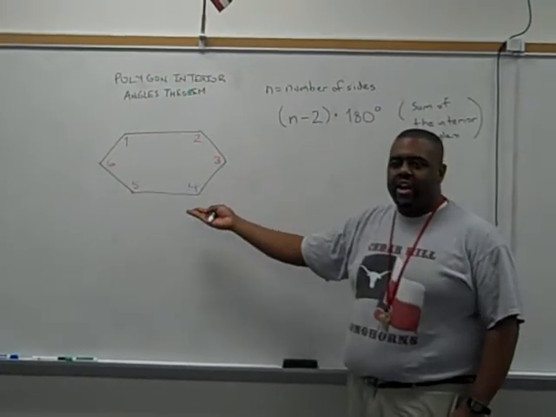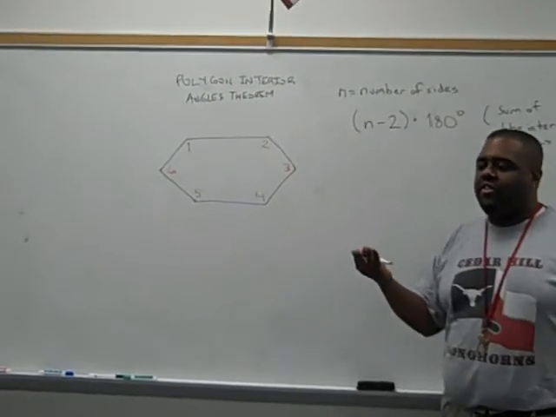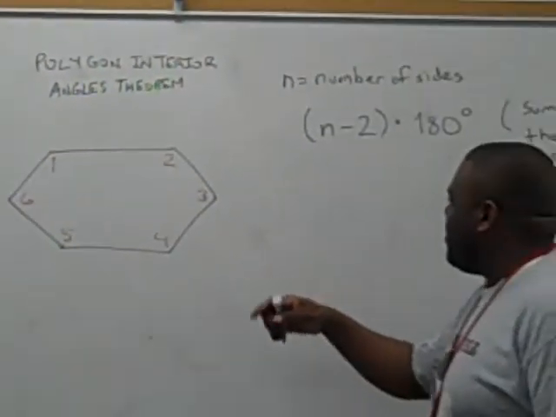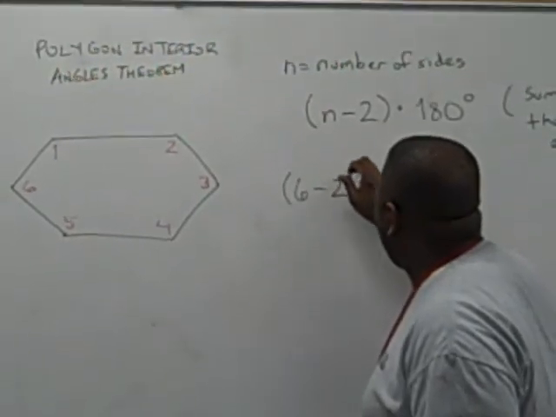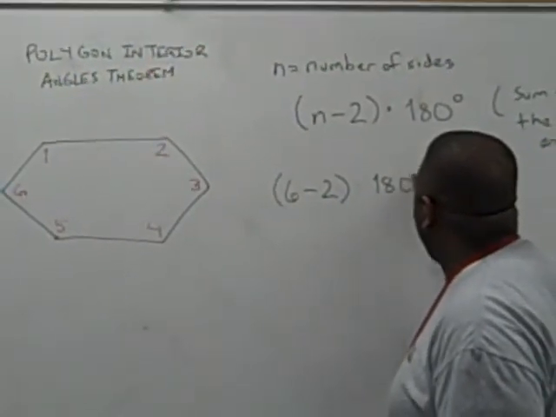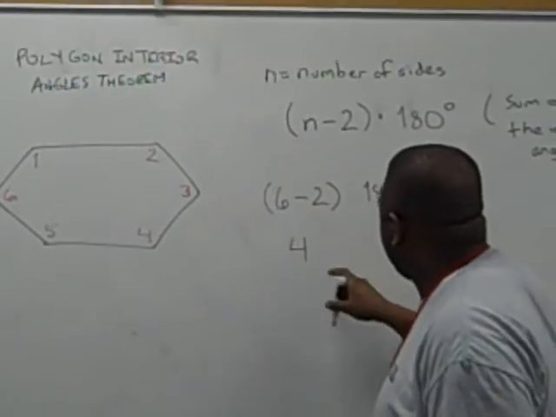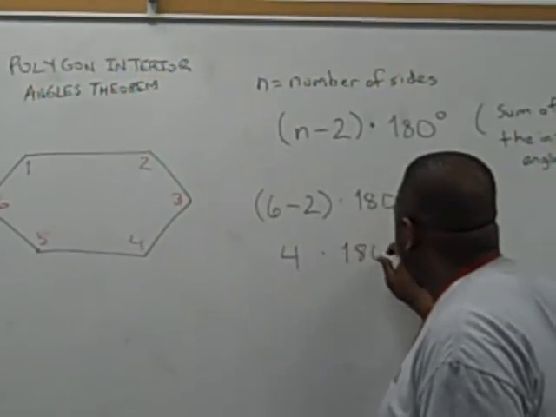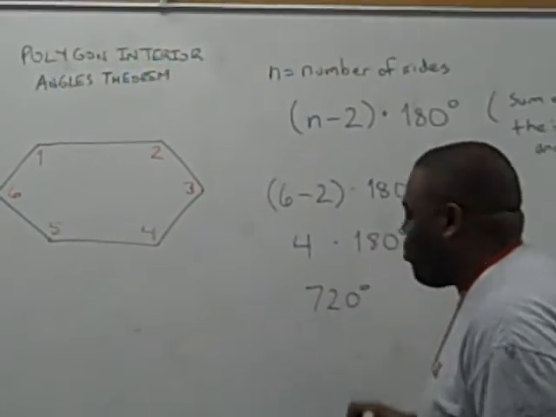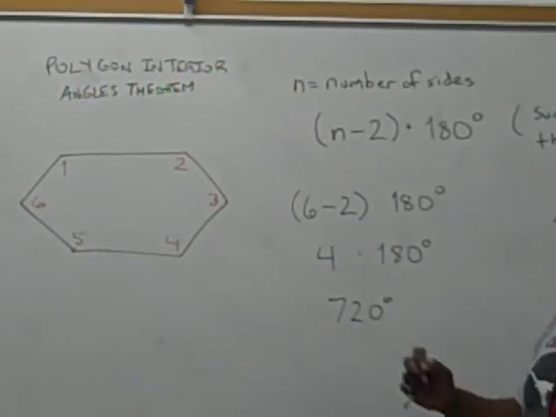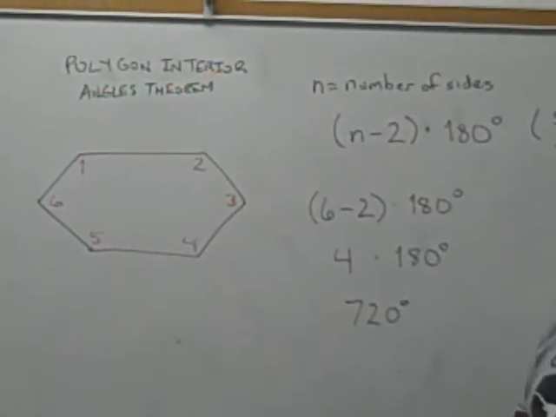Now, since we have this polygon here, we might as well use this one. And like I said, we have 6 angles, which means there's 6 sides. So for this, all I'm going to do is take 6, which is the number of sides, and do 6 minus 2, and then multiply that by 180 degrees. And then I'm just going to do the math. 6 minus 2 is 4, times 180 degrees, and 4 times 180 is 720 degrees. You can check my math, but it's right. It's 720 degrees that goes inside this polygon.